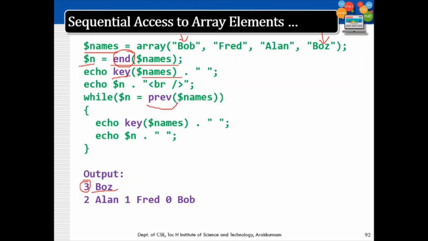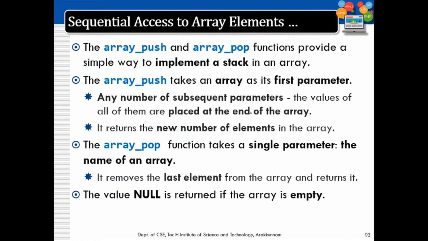Then previous will move the pointer backwards. So this will be moving here with one previous function, to Alan. Again key will be returning the key and this will return the value. So one by one it will move to the previous location.